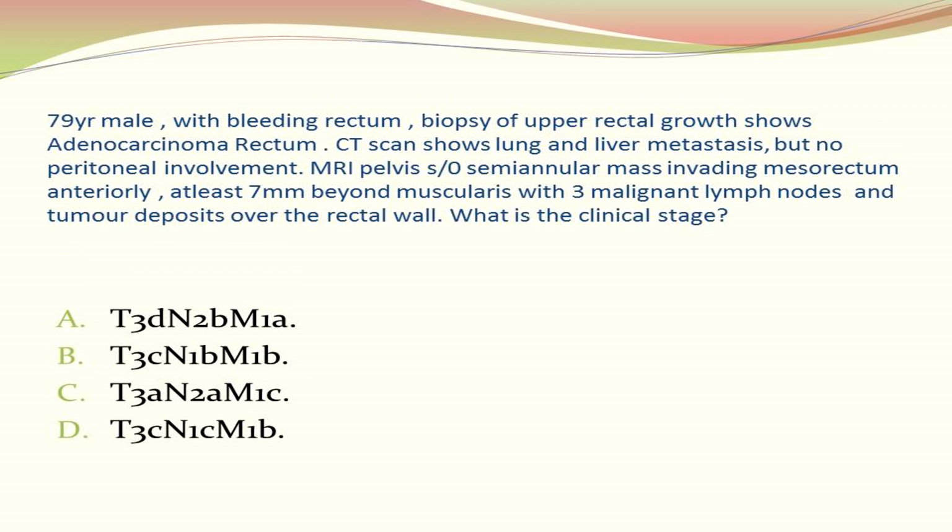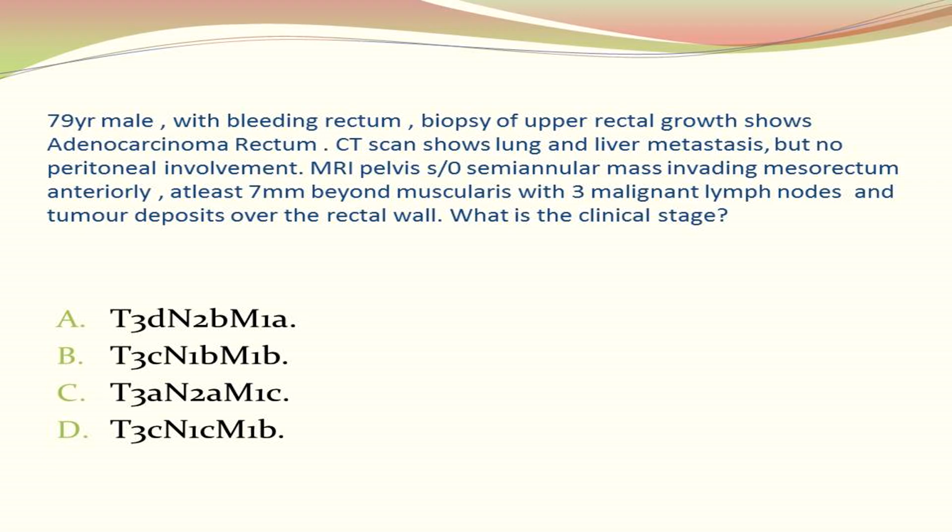Similar situation again here. Same patient, but here the MRI findings are a little bit different. Here the MRI pelvis shows a semi-annular mass which is invading the mesorectum anteriorly at least 7 mm beyond the muscularis with 3 malignant nodes and the tumor deposits over the rectal wall. What is the clinical stage?